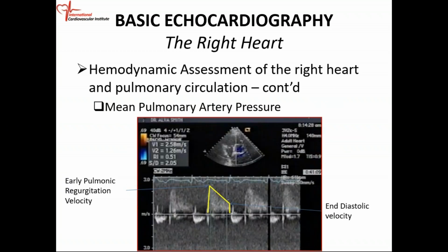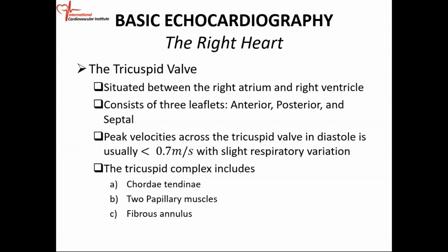We can also, to get the mean PA pressure, use the mean velocity across the TR, or the mean gradient. If we use the mean velocity across the TR, then we can use that. We'll go over that.